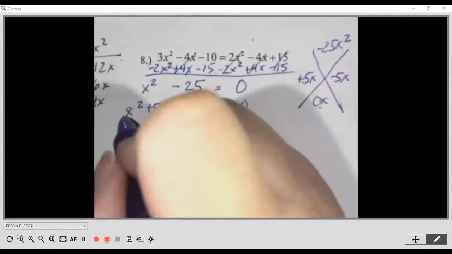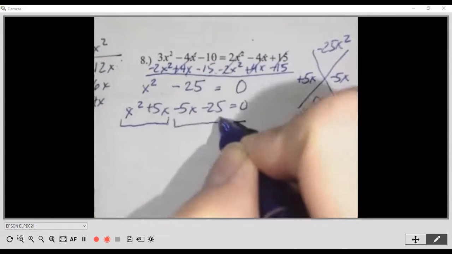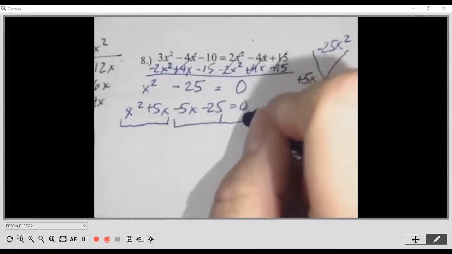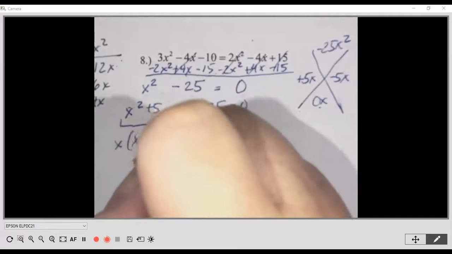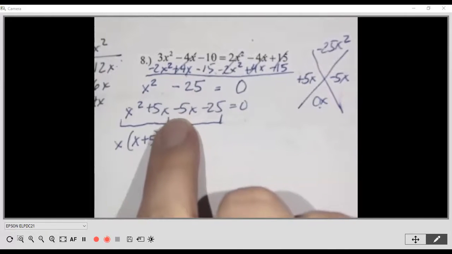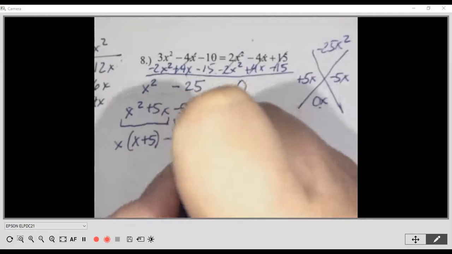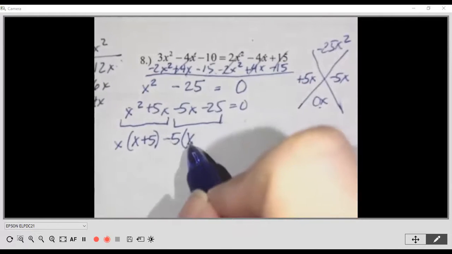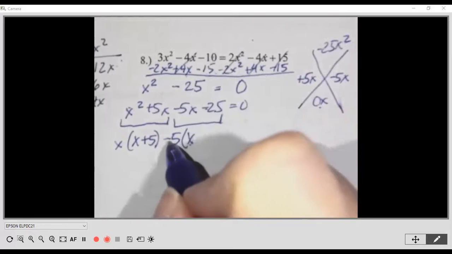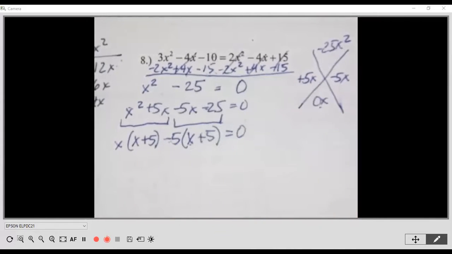Okay, so now we'll factor by grouping. And we'll factor out in our first group just x. So x times the quantity x plus 5. In our second group, we'll factor out negative 5, which leaves us with x, because negative 5x divided by negative 5 is just x. Negative 25 divided by negative 5 is plus 5. Bring down the equals 0.